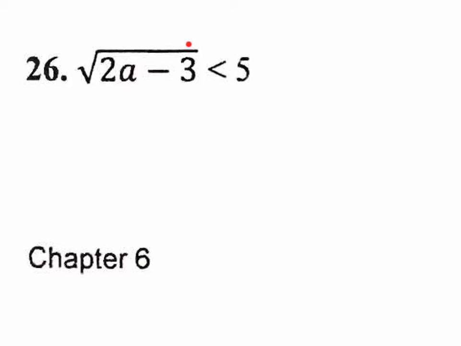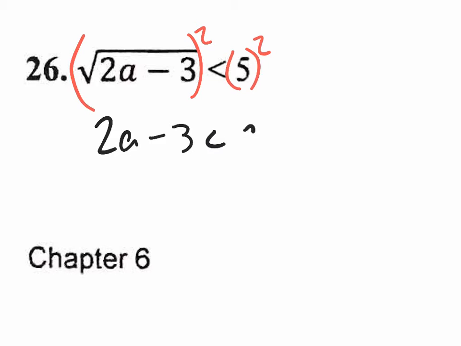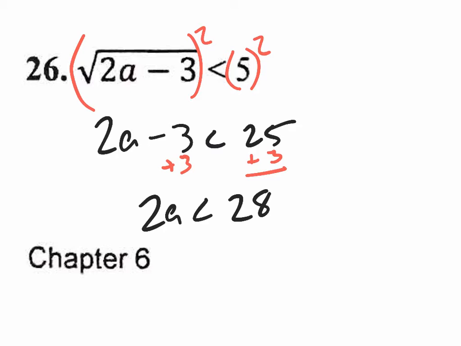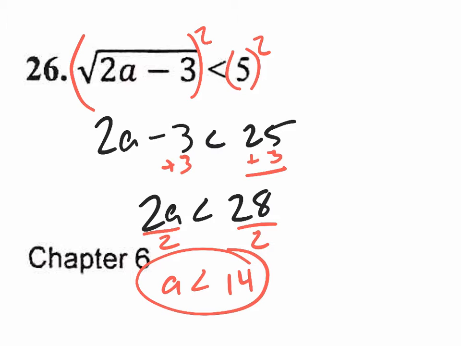So if I wanted to solve this guy, I would first make sure that it's isolated, which it is. I would then apply a power of 2 to both sides, and you'd end up with 2a minus 3 is less than 25, plus 3, you end up with 2a is less than 28. Final step, divide by 2, a is less than 14. That's one answer. The other answer comes from the inside of the root. Because it's an inequality, you need to make sure that this is greater than or equal to 0. So you actually set that greater than or equal to 0, and then you solve it, and that's your other answer.